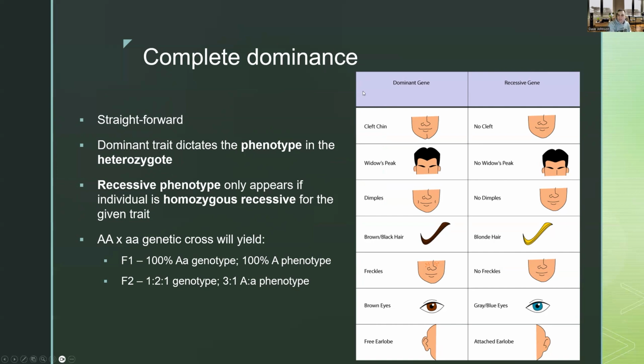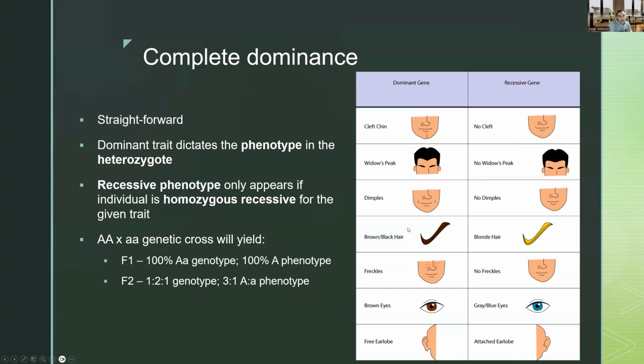For the most part, in humans, when we look at dominant versus recessive genes, the cleft chin is the dominant gene. One allele gives you a cleft chin. If you don't have any cleft in your chin, you are homozygous for the recessive allele. Widow's peak, that little point where the hair comes to, is a dominant version of that gene. Dimples are a dominant allele. If you have dimples, you have at least one dominant allele for that dimple gene.